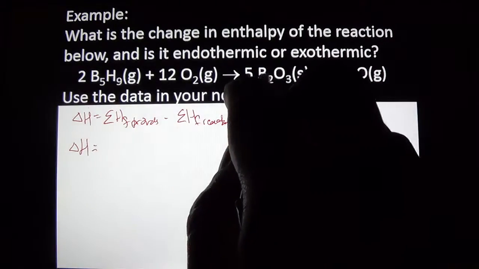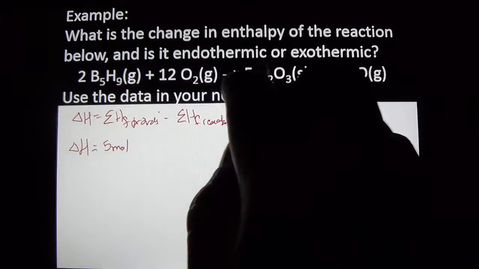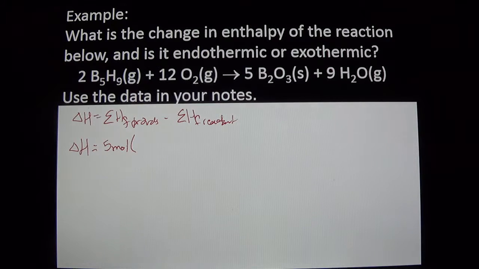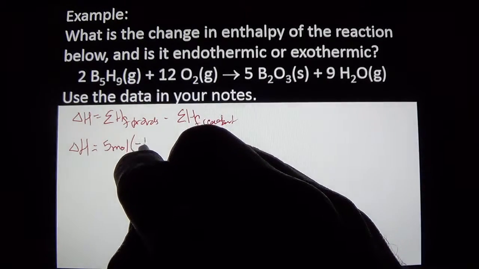Now, what are my products? My products, I have 5 moles of B2O3. Okay, so what is the heat of formation of B2O3? We are shown right there in our chart, negative 1,272.77. And I'm going to be sure to bring that negative with me.